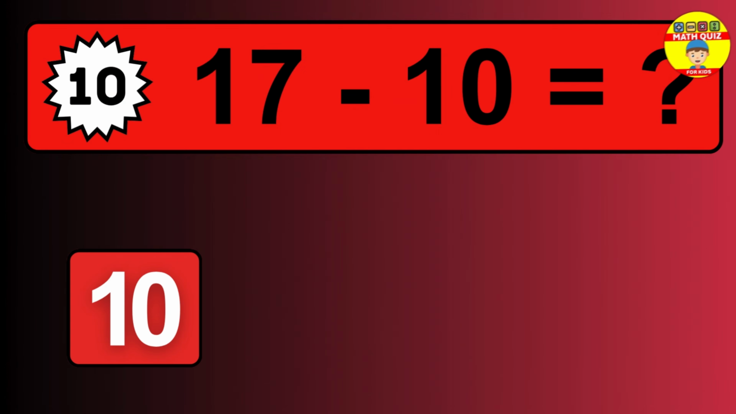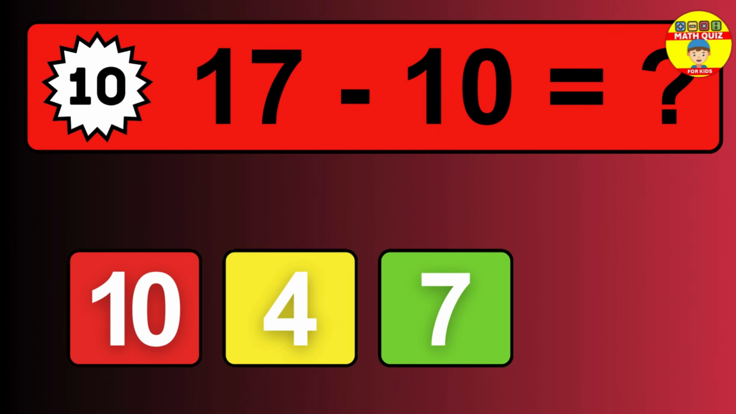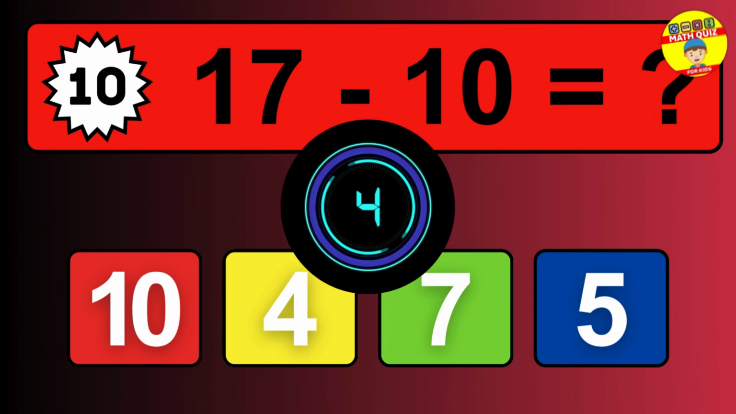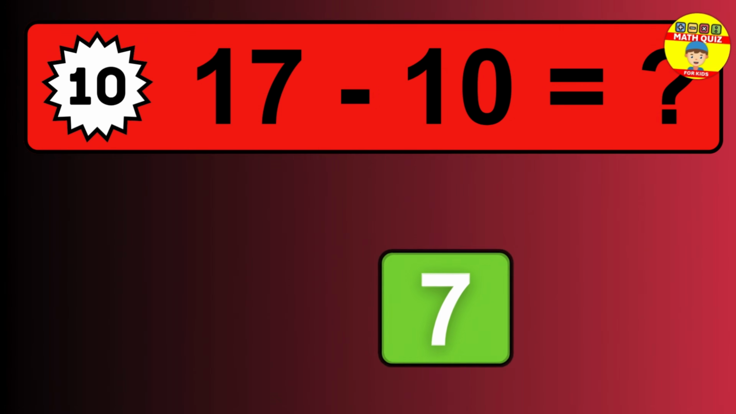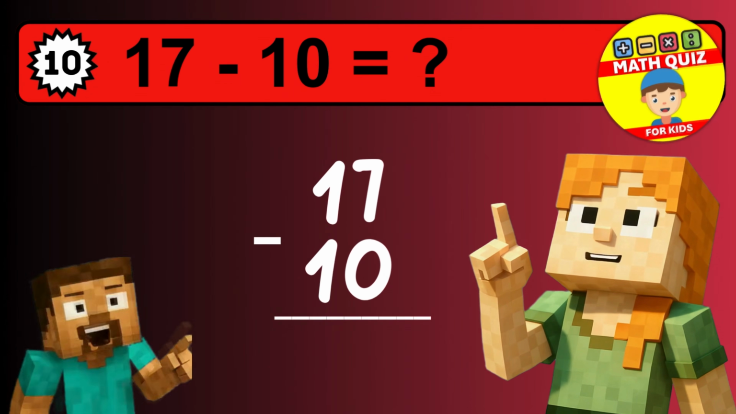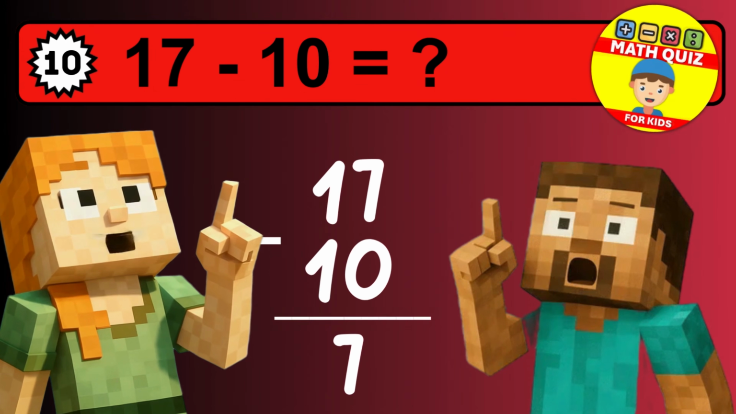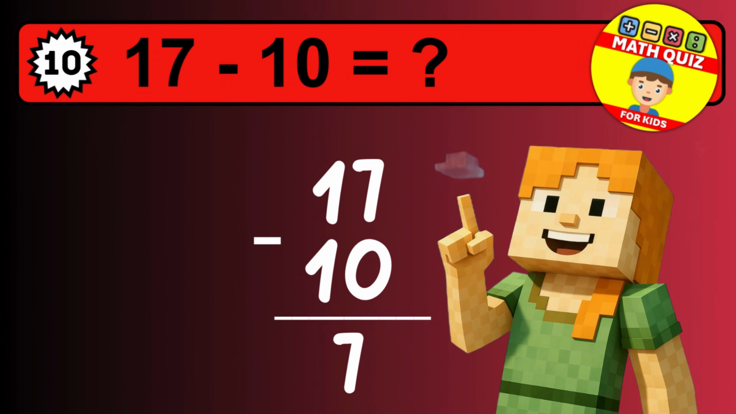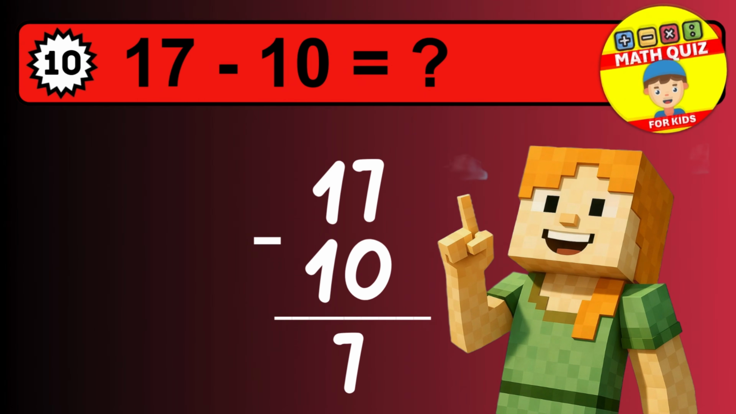What is 17 minus 10? Time to think. Let's solve this step by step. We start with the units. 7 minus 0 is 7. Then we go to the tens. 1 minus 1 is 0. The final answer is 7.